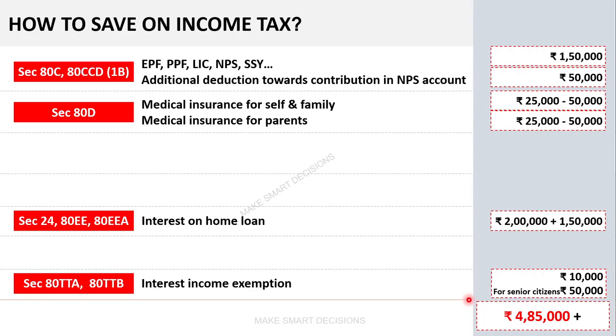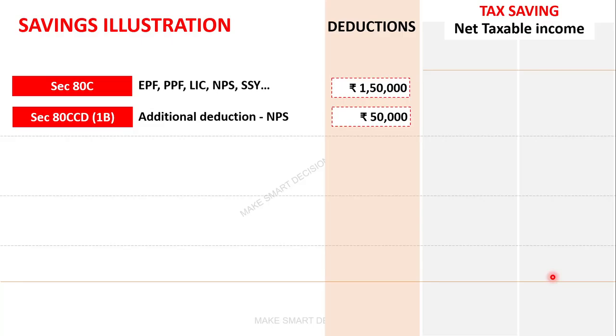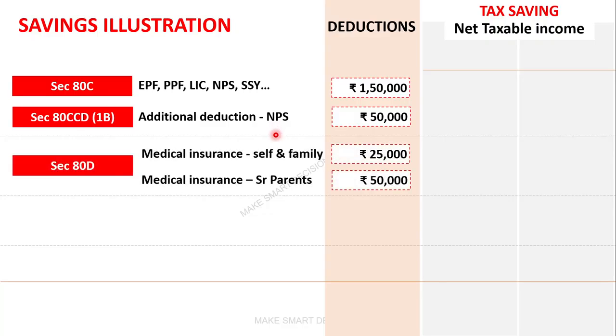And again, I'm saying this is not the actual tax savings. This is just a deduction from your net taxable income. Let's look at how much tax savings you can make via this. Let's say as an individual, the individual is contributing to Employee Provident Fund 1.5 lakhs and he is making a contribution to National Pension Scheme for additional 50,000. There is a 2 lakh deduction that he is eligible for. Over and above that, if that individual takes a health insurance for himself and his family, he will have a deduction of 25,000, and if he takes health insurance for his senior citizen parents, he will be eligible for additional deduction of 50,000, 25,000 plus 50,000, 75,000.